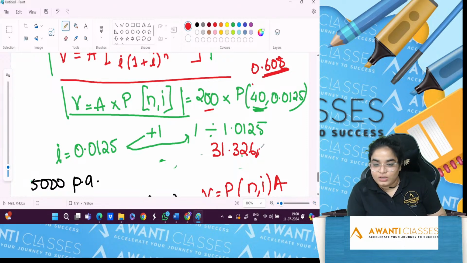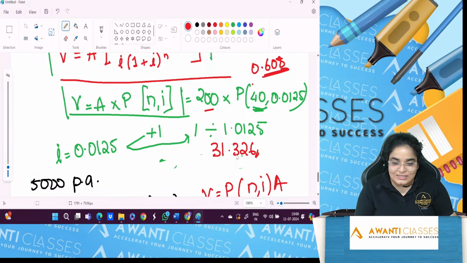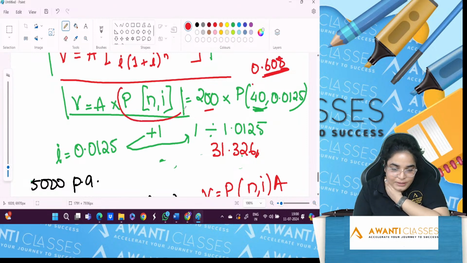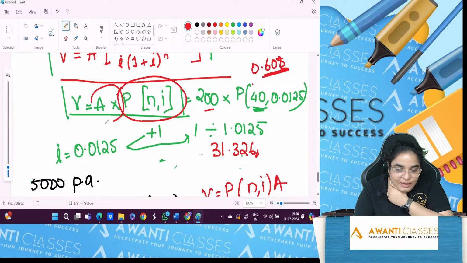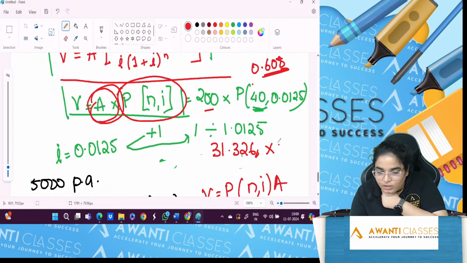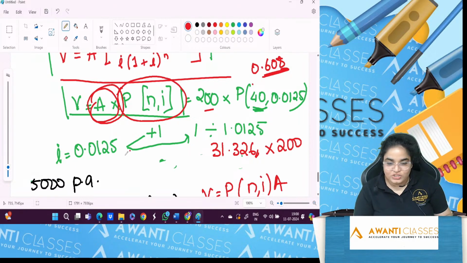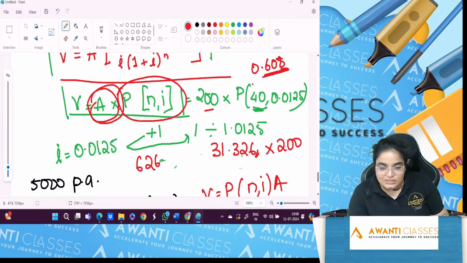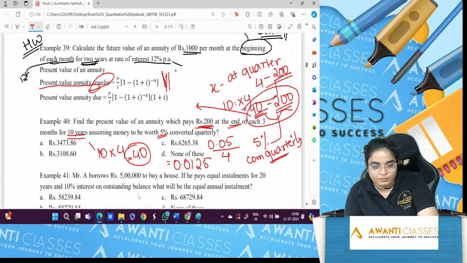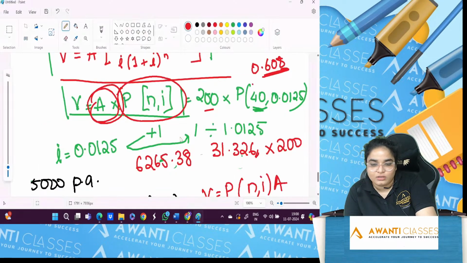Yes. Now, that is what? That is this part, P n of I. Now, multiply that with the A. What is A? 200. So, after pressing GT, multiply that by 200. How much are you getting? 6265.38. Yes or no? That is the answer, option number C.